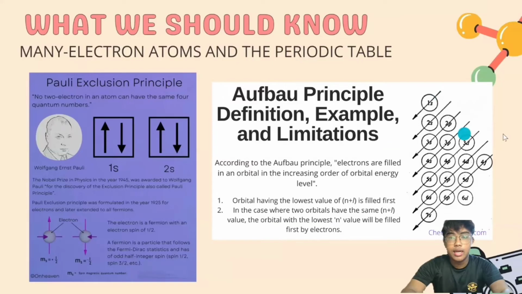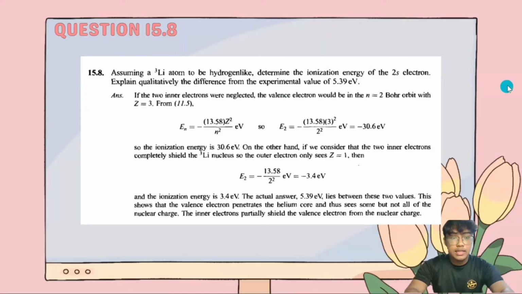Okay, kita pergi ke soalan. Okay, first question is, assuming a lithium atom to be hydrogenlike, determine the ionization energy for the 2s electron. Explain qualitatively the difference from the experimental value of 5.39 electron volt. Okay, jawapan dia. If the two inner electrons were neglected, the valence electron will be in the n equal to 2 Bohr orbit with Z equal to 3. So, this is the formula we use.